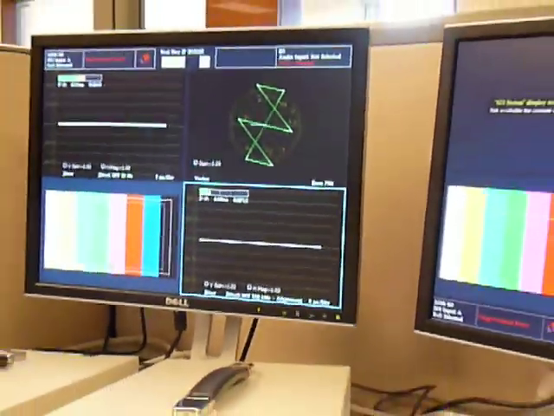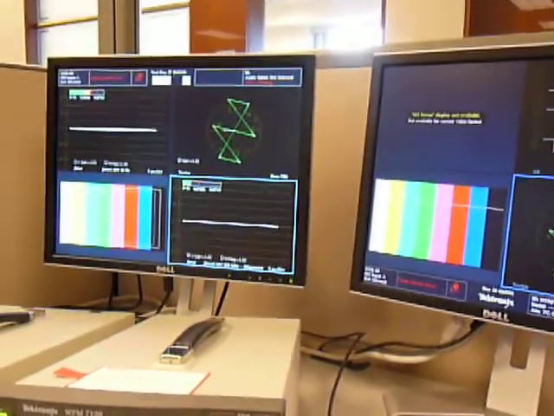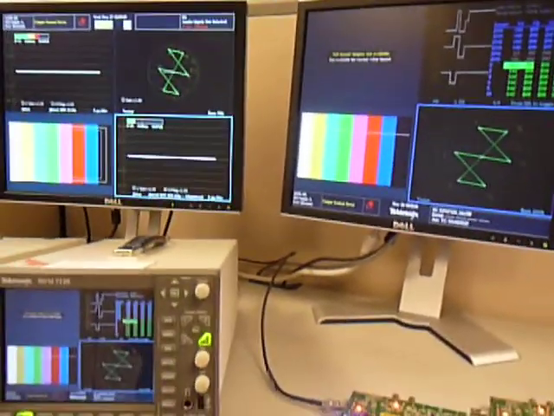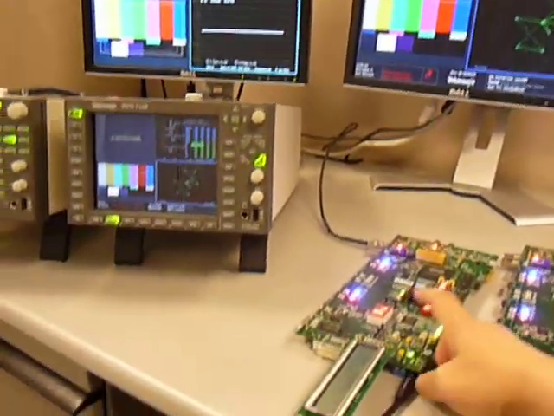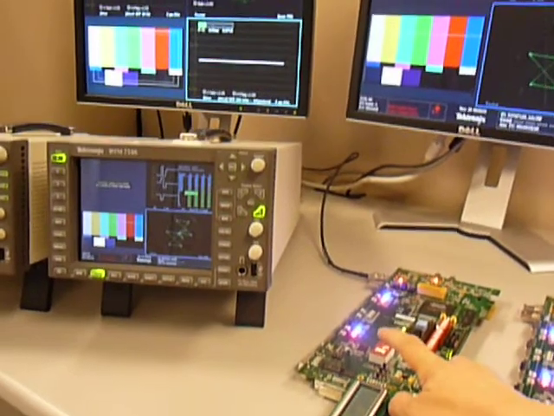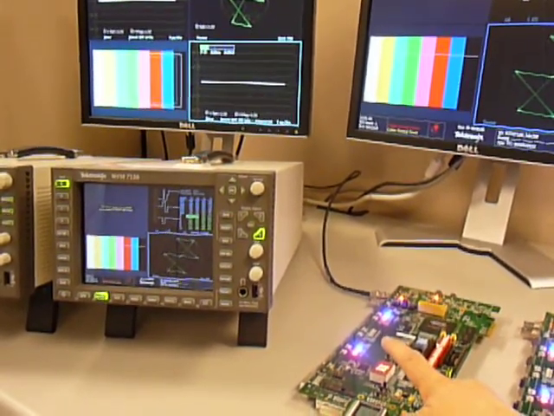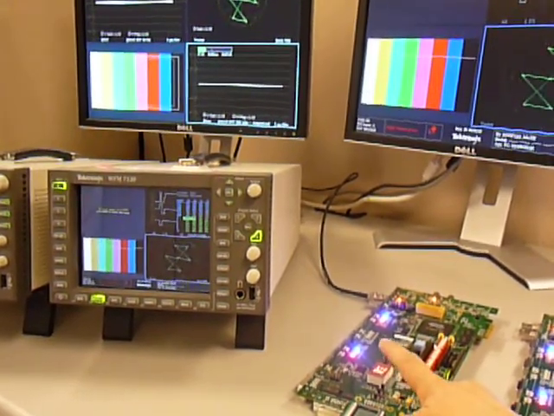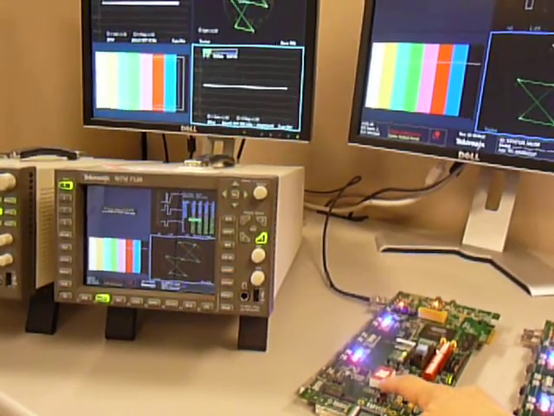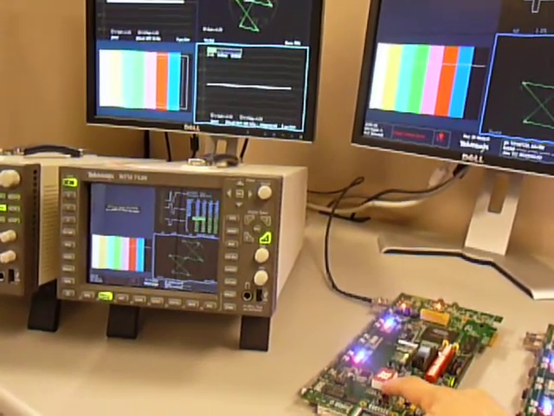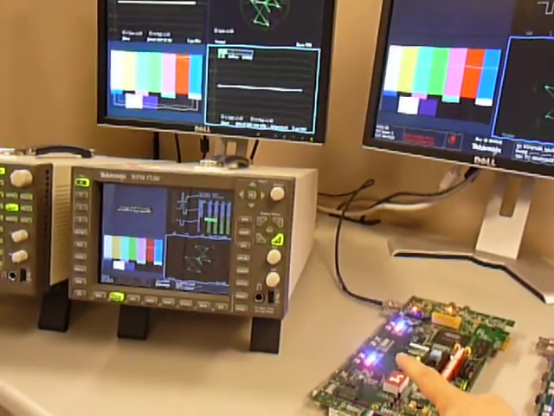In pattern generation mode, we can change to different patterns by pressing the button over here. So there are three color bars. This is 100%, 75%, and this is 70 color bar.